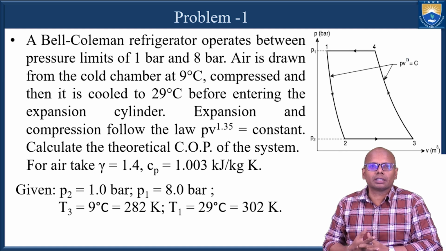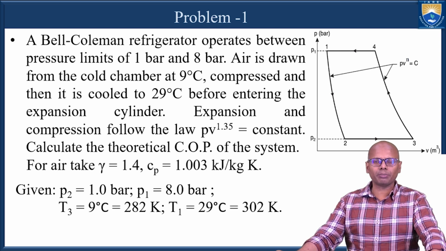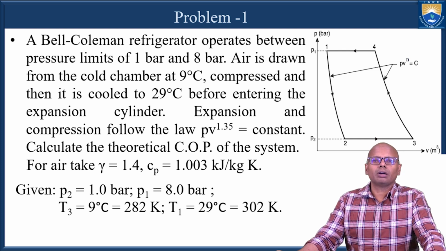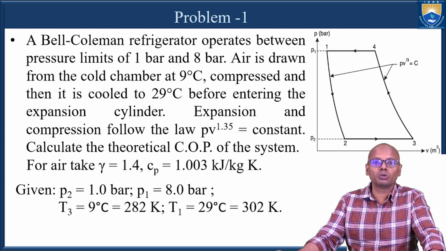Now the first problem is like this. A Bell-Coleman refrigerator operates between pressure limits 1 bar and 8 bar. Air is drawn from the cold chamber at 9 degrees centigrade and compressed, and then it is cooled to 29 degrees centigrade before entering the expansion cylinder. The expansion and compression follows the law PV^1.35 = constant. Calculate the theoretical COP of the system. For air, you can take gamma as 1.4 and Cp, specific heat at constant pressure, equal to 1.003 kilojoule per kg Kelvin.